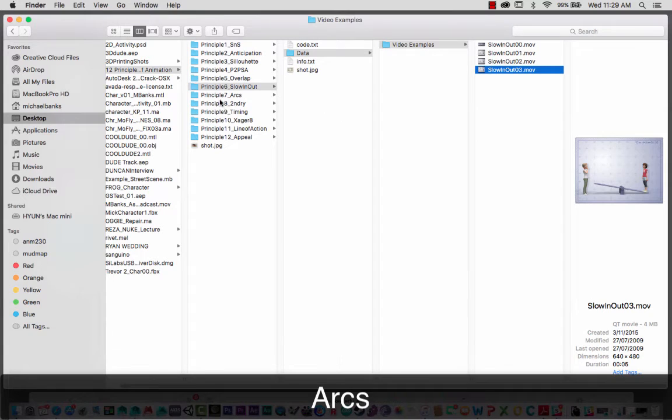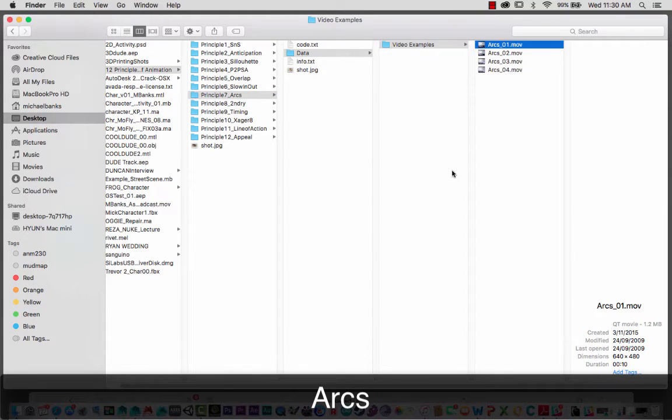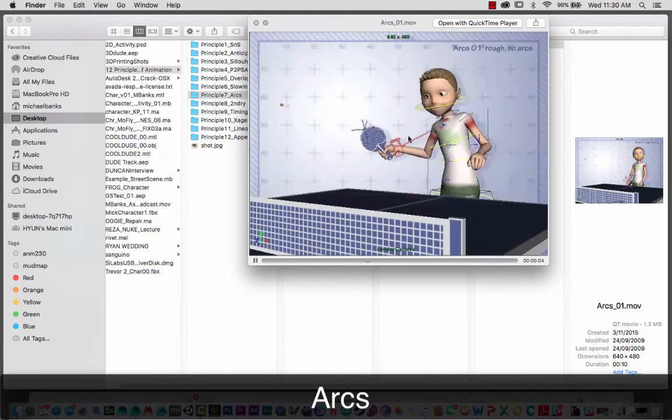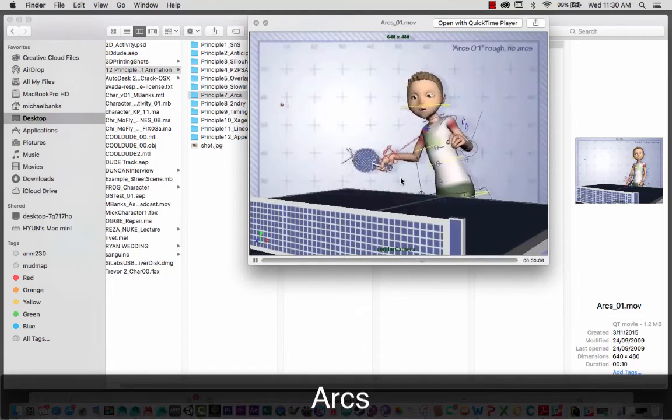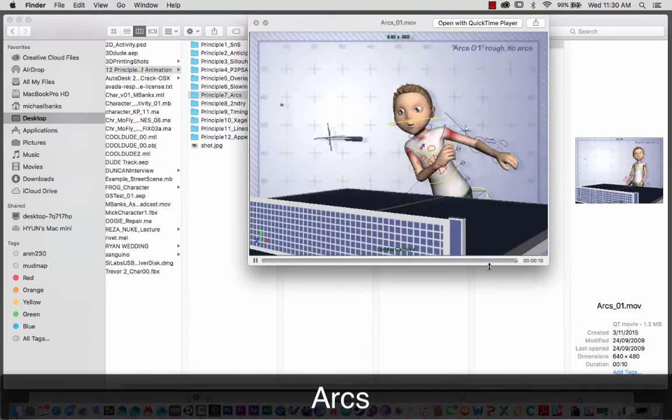Okay, let's have a look at arcs. I think it's a ping pong. Play a bit of ping pong. Yep, so no arcs at all. Just quite linear action here. Look at the ping pong bat if you really need to. And you can see the fairly straight lines with the animation.